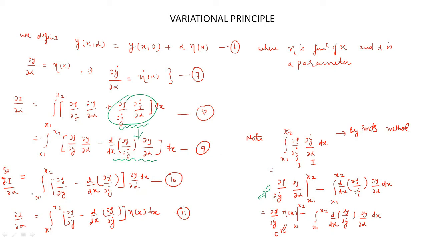Now our del I over del alpha will be written as the integral from x1 to x2 of del f over del y minus d over dx del f over del y dot, and then we can take del y over del alpha common, so it will be taken out, times dx. Let us say it is equation number 10. Now we can write del y over del alpha as equal to eta(x), so del I over del alpha will be equal to the integral from x1 to x2 of del f over del y minus d over dx del f over del y dot, times eta(x) dx. Let us say it is equation number 11.